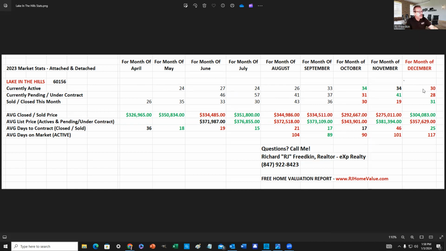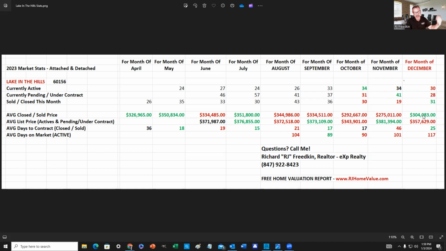We had 30 homes that were active. We had 28 homes that went under contract. That was a sizable drop from the previous month of 41. And then we sold 31 homes that sold and closed. And that was clearing out some of this inventory. The average close price did tick up, which is good news, 304,083. And that's because interest rates dropped the last couple months.